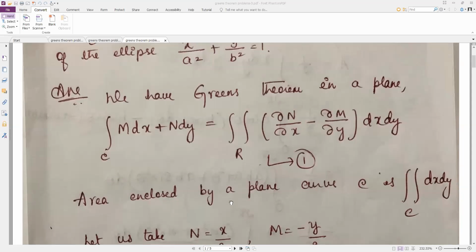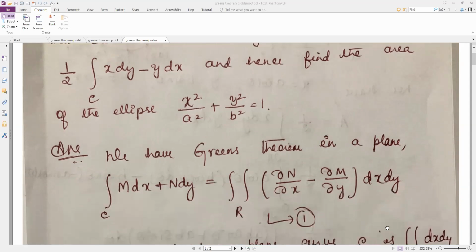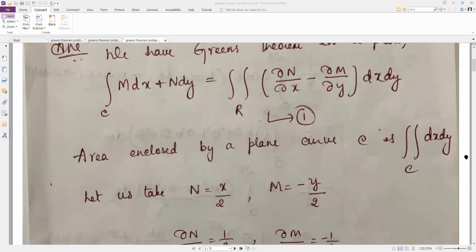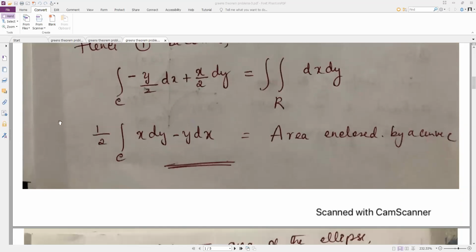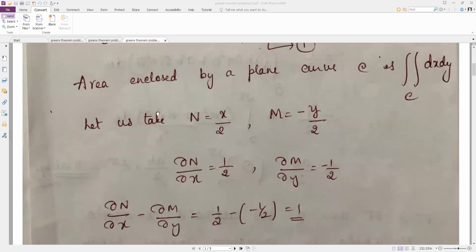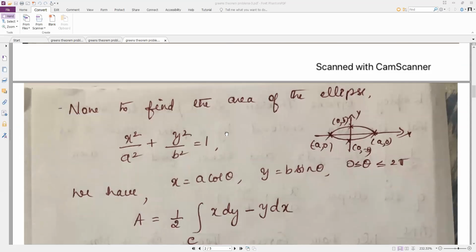See, using which theorem? Green's theorem. Correct? Using Green's theorem, the area enclosed by the curve C is always given by half into integral C x dy minus y dx. So using Green's theorem, we got the area enclosed by any curve as half into integral C x dy minus y dx. The only thing is, you need to take the assumption n as x by 2, m as minus y by 2. Then automatically the area comes. Okay, next we'll continue the problem.